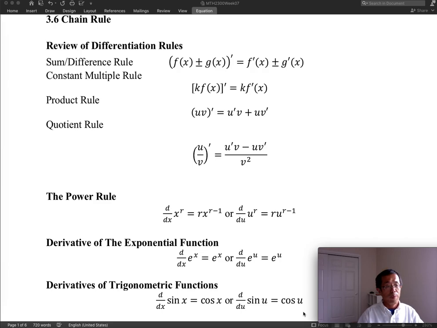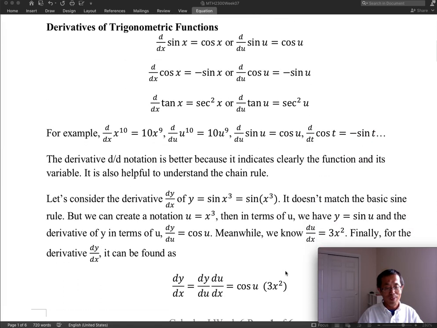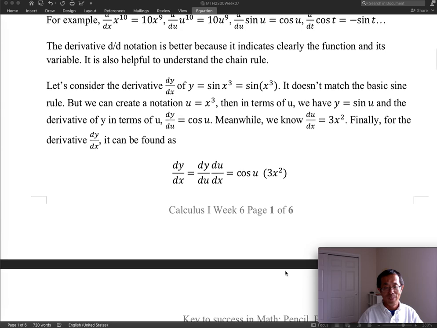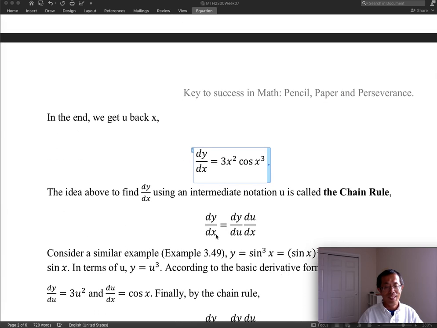Hello everyone, we're back to 3.6, the chain rule. This is the bigger thing in calculus. And remember, for the chain rule we have a formula. We already introduced it: dy/dx can be found as dy/du times du/dx. This is really the formula for the chain rule.